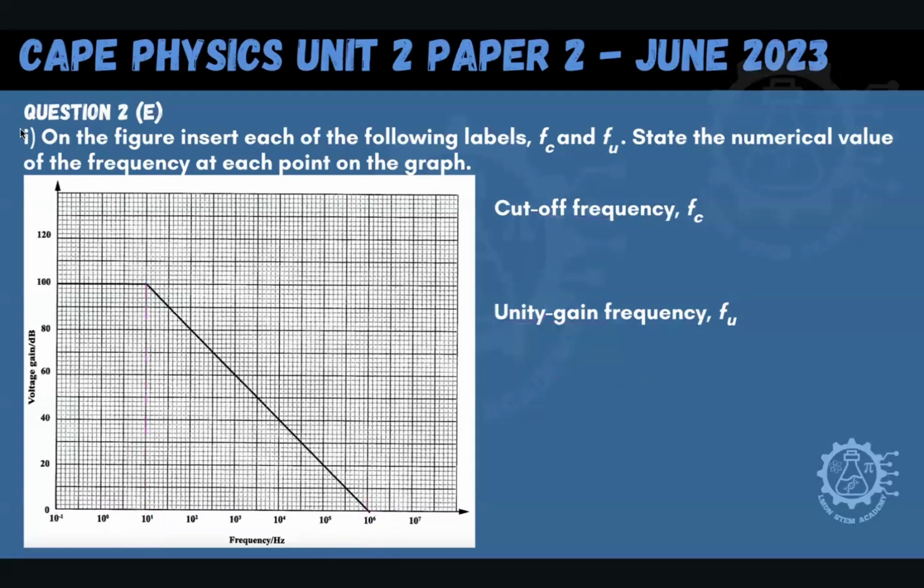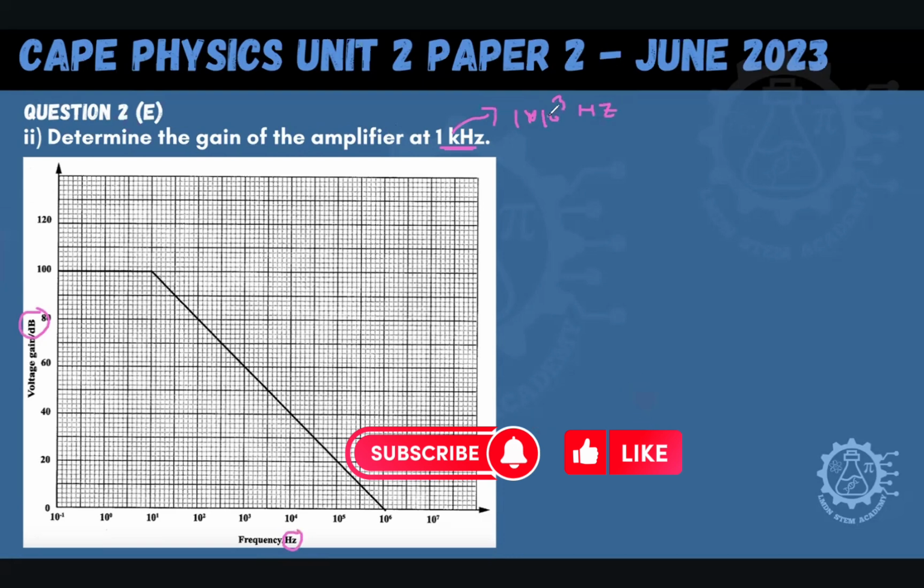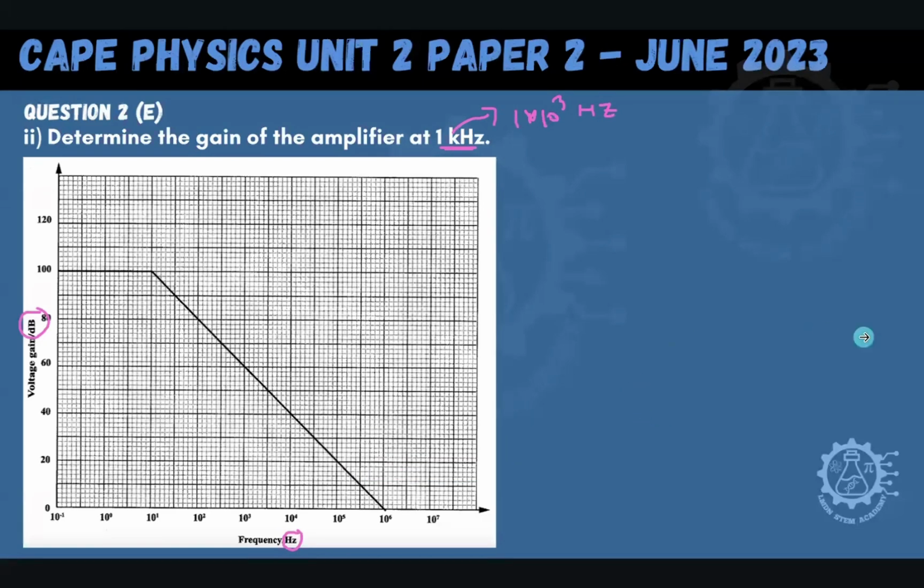All right, so let's go ahead to this part now, which says determine the gain of the amplifier at 1 kilohertz. Remember, we said earlier, we're looking at our graph and we want to be careful about our units. This gain is in decibel and this frequency is in hertz. They're asking us to find the gain of the amplifier at a frequency of 1 kilohertz. And so what does kilo mean? 10 to the 3. So really what we're looking for is 1 times 10 to the 3 hertz on our graph. So 1 kilohertz is the same as 10 to the 3 hertz.